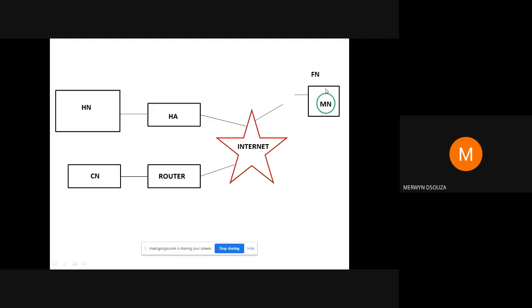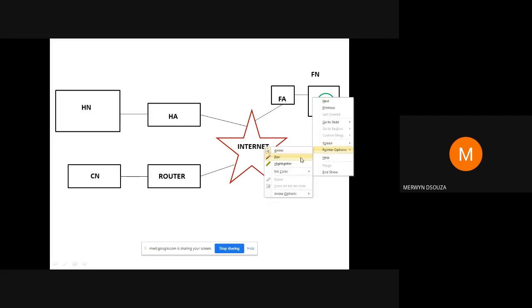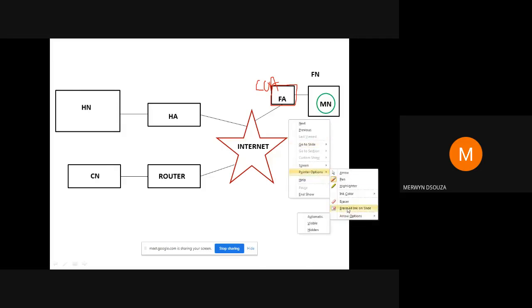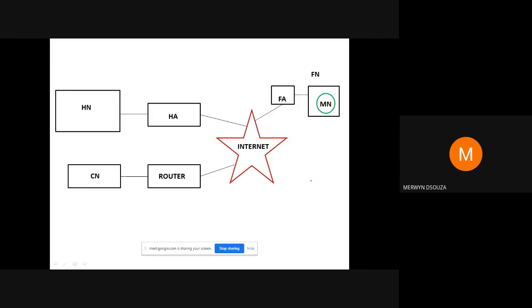Once that discovery is done, the mobile node will find the agent. From that agent, it has to obtain a temporary address. That temporary address is known as the care of address. And the new agent that it finds is known as a foreign agent. I'll just repeat this again. Please note it down.